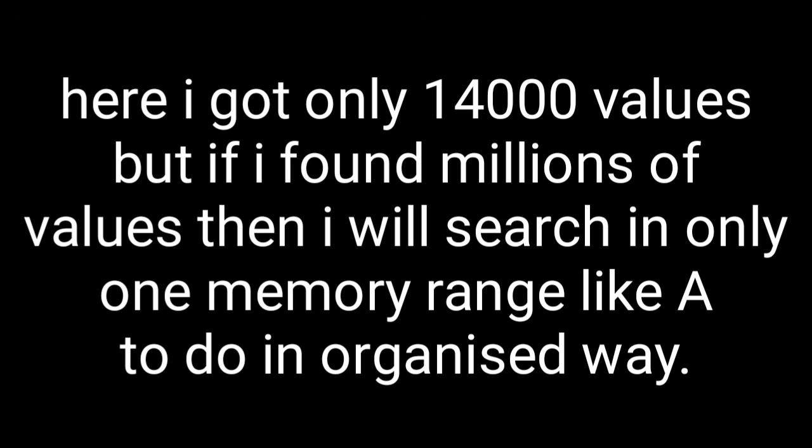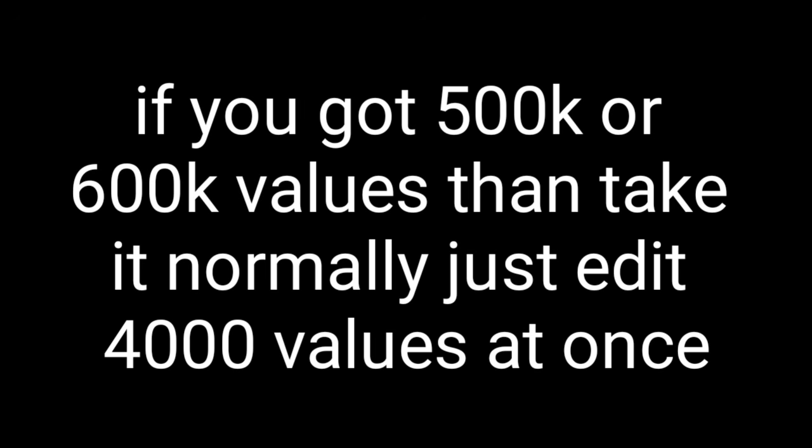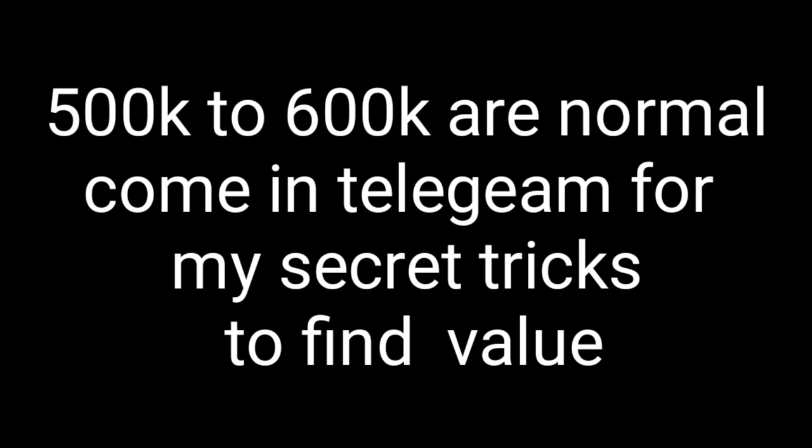Sometimes you get millions of values and it is hard to edit them all. So for such cases, only search numbers in a single memory range like Anonymous or CA, then search in another. If you got 500k or 600k values, then take it as normal. Just edit 4000 values at once. It is normal to get 500 to 600k values. But if you get millions of values and you cannot edit them in the normal way, then come to Telegram. There I will tell you some secret methods. Let's go to another chapter.